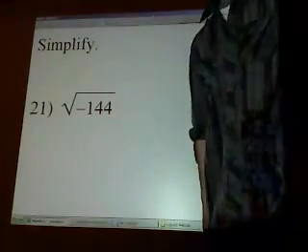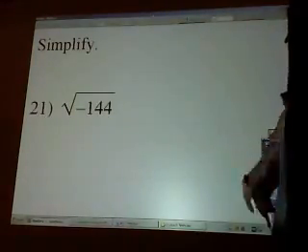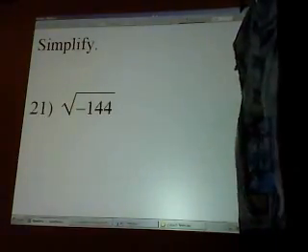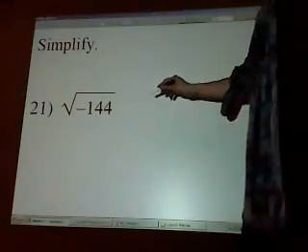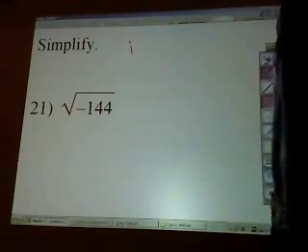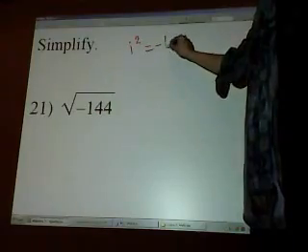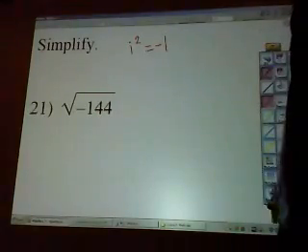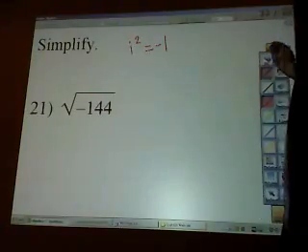Okay guys, hello. We're going to be learning today how to take negative square roots, okay? Usually, you cannot get a negative square root with real numbers. But we're going to learn how to do it today using the imaginary number i, and we're going to use this definition that i squared equals negative 1. That's the definition of the imaginary number.